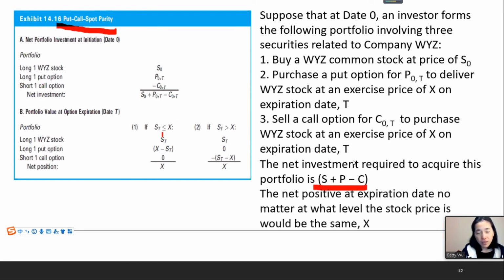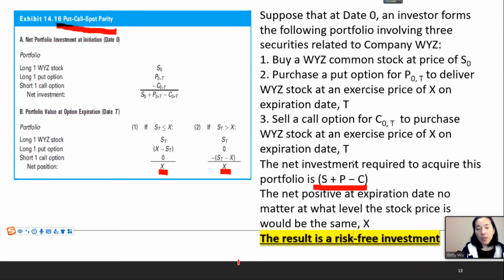And as you can see from this, depending on the 2 different future scenarios, this will give you the same payoff or net position regardless of price movements. So it should be a net position. Okay, there's a typo. But anyway, the result is a risk-free investment, meaning that there's no uncertainty about the net position of this strategy in the next period. So that means the cost is equal to the present value of X. Okay, so that's the idea behind put-call parity.